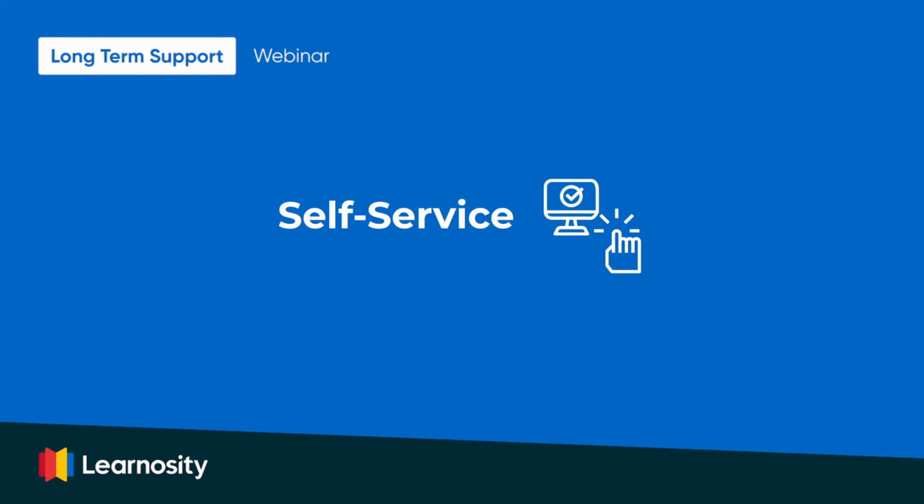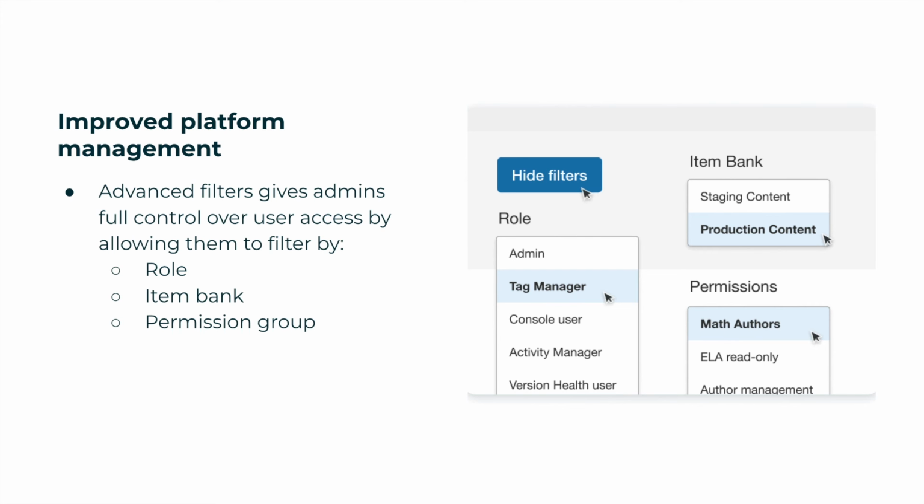Next up, let's take a look at self-service. Using advanced filters on Learnosity console, admins can take full control of user access by allowing them to filter by role, item bank, and permission group. This feature speeds up the process of making sure the right people have the right permissions. Let's take a look.